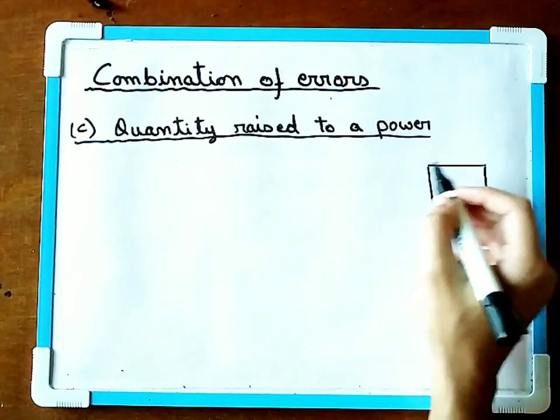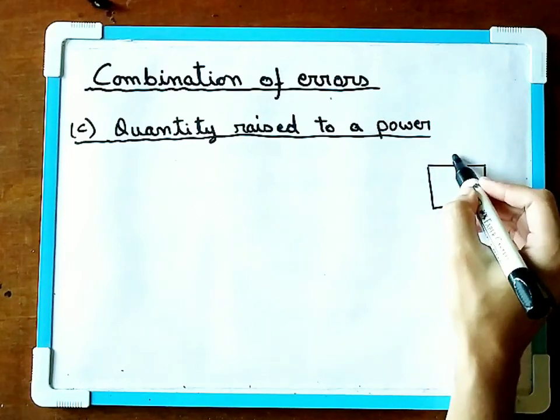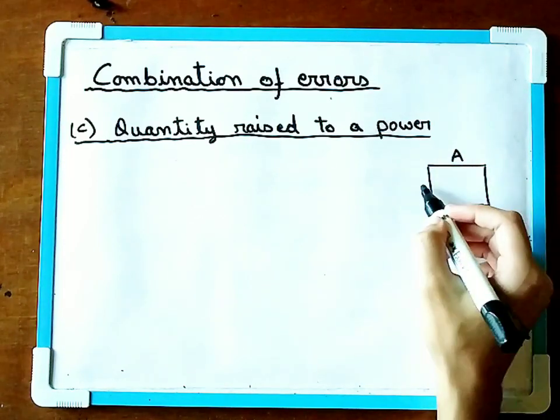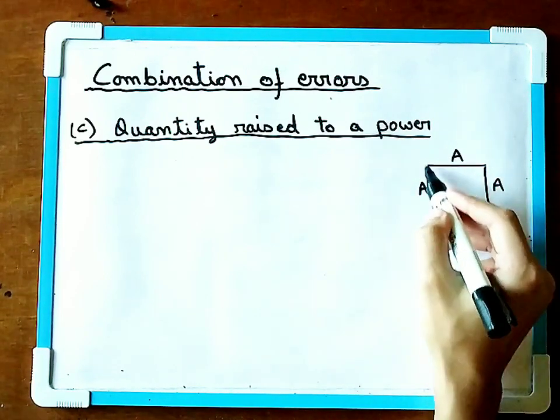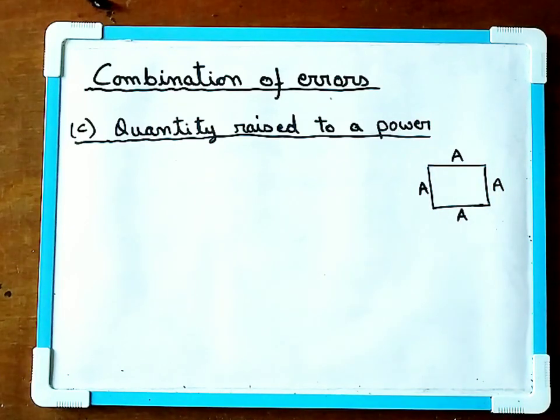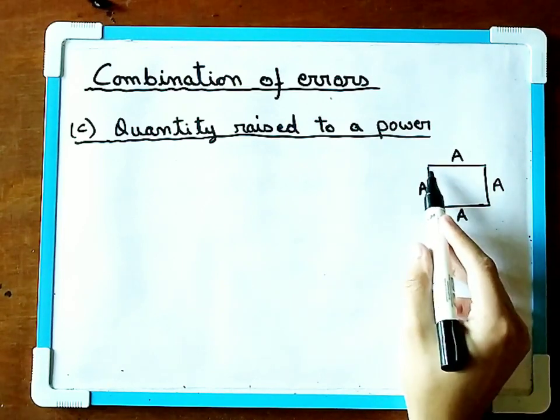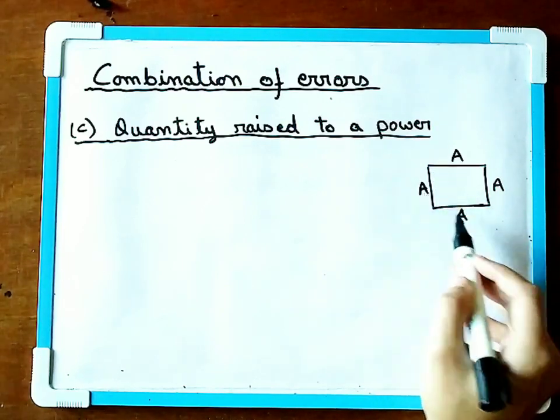Now the sides of the square, they are all equal. Say this is A, right? Then this is A, this is A, and this side is A. So side A. So this is a square. Now what is the area of a square? The area of a square is found out by multiplying the two sides, any two sides, A into A.